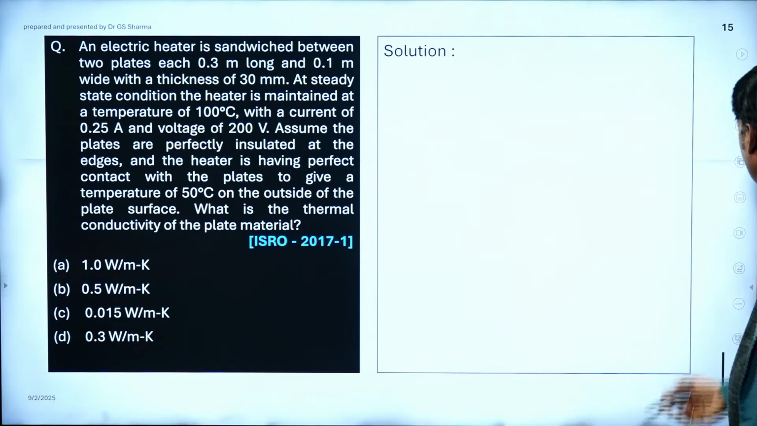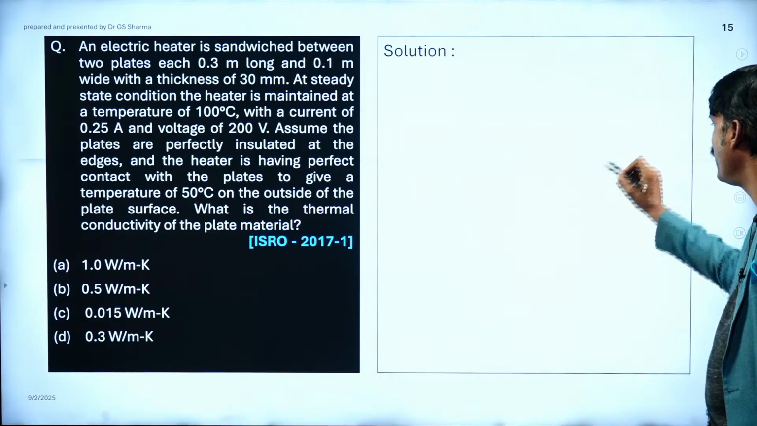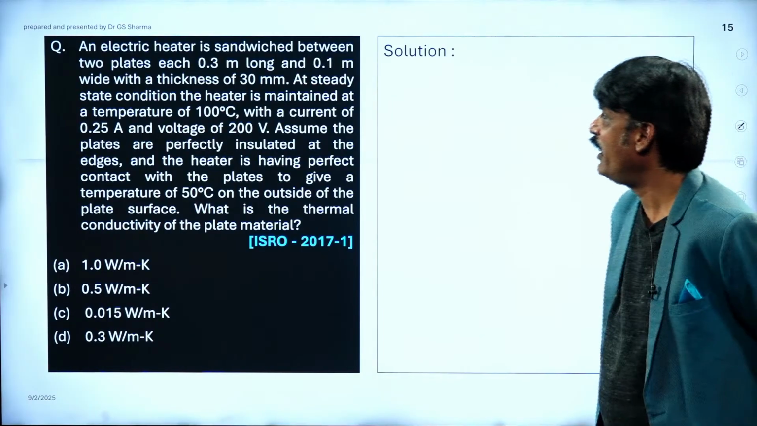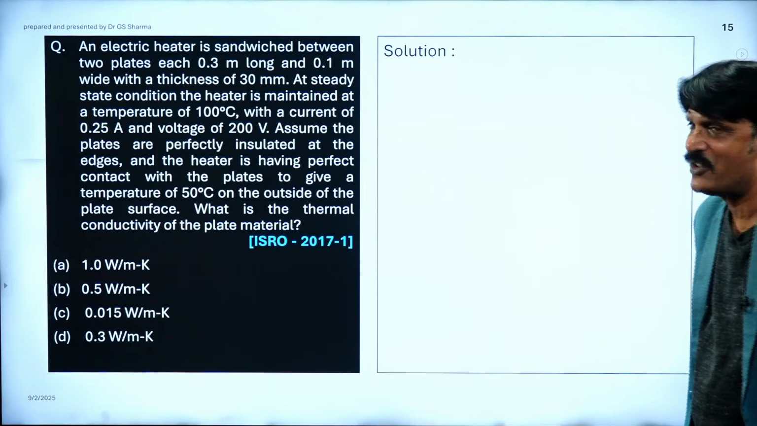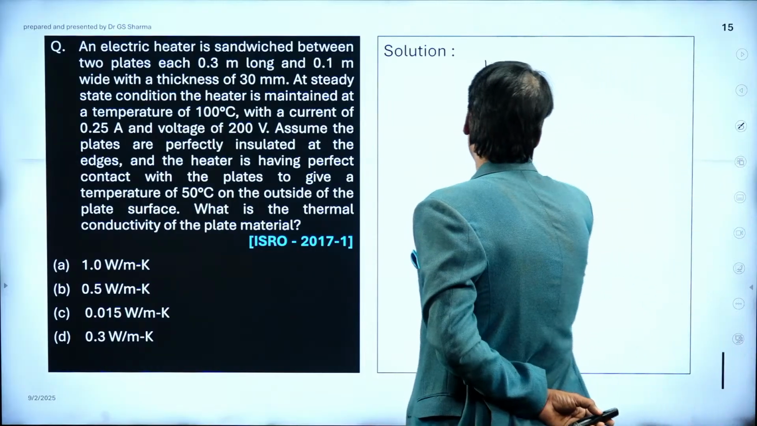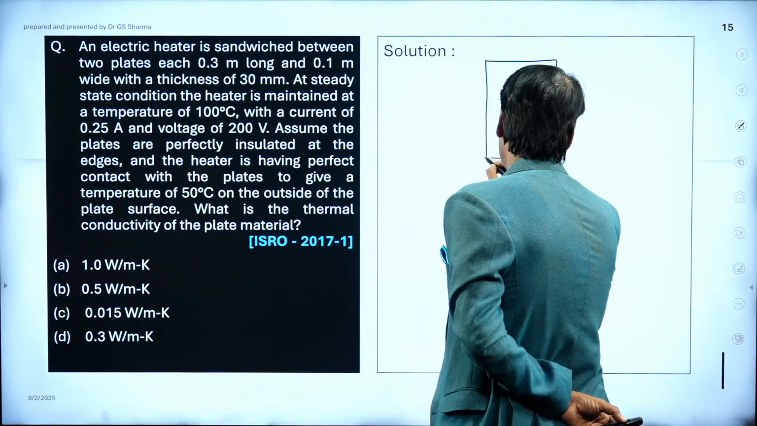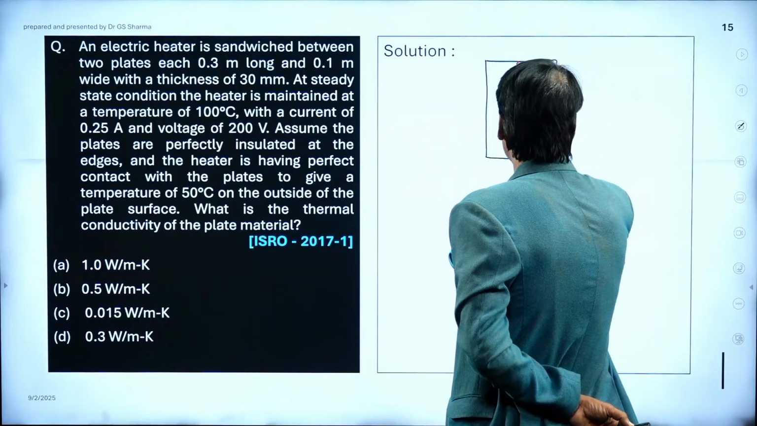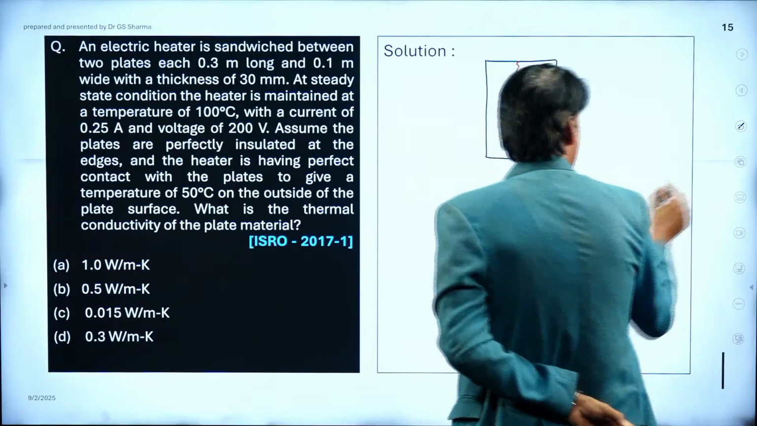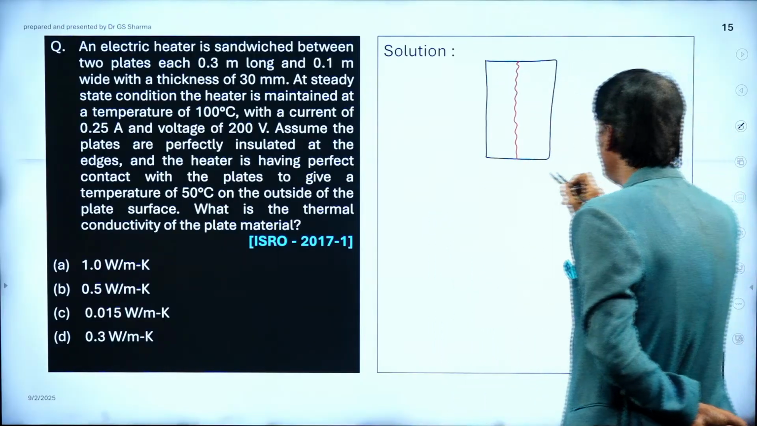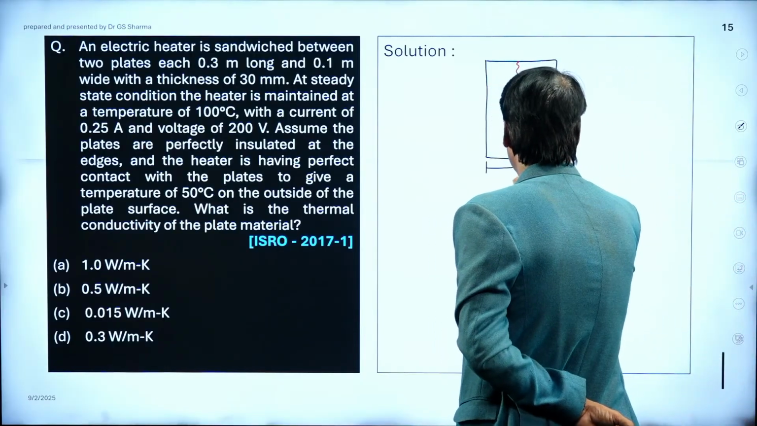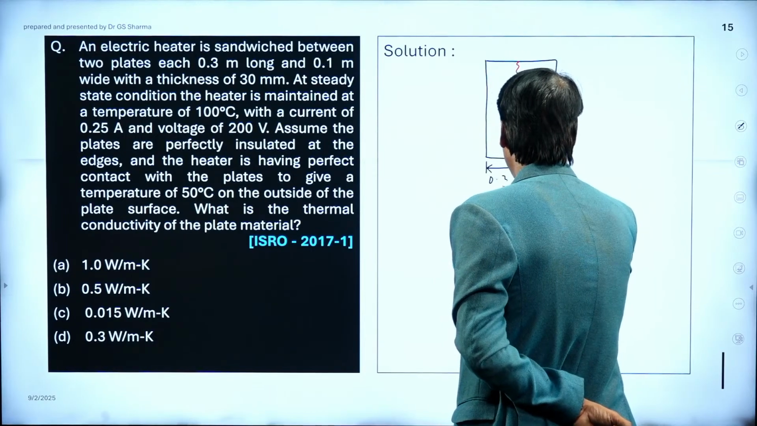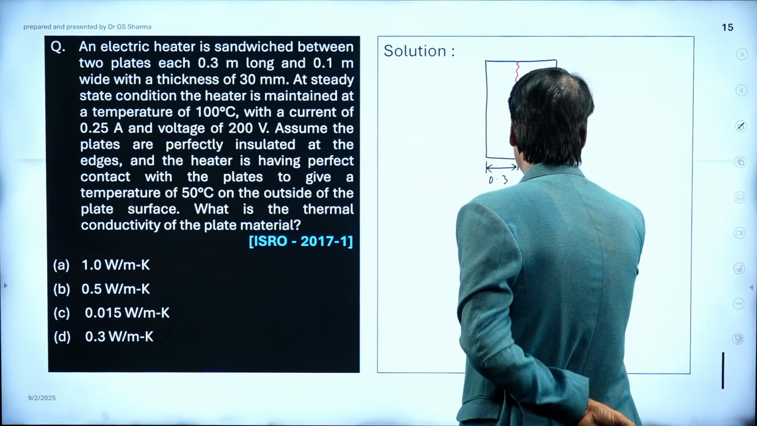Then, yeah, this is one very interesting question. An electric heater is sandwiched between two plates. He is saying that there are two plates, and in between them they have sandwiched a heater. As its dimensions are not given, I assume that it is negligible. This is 0.3, this is also 0.3.